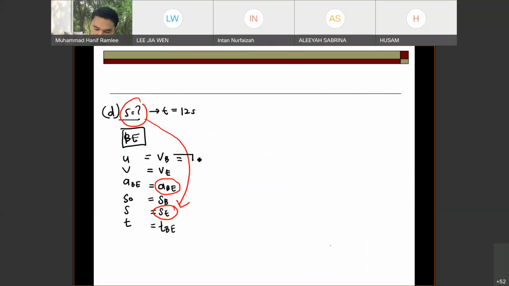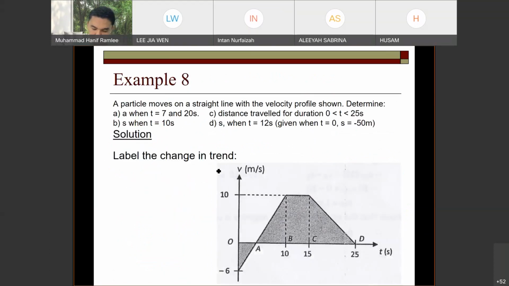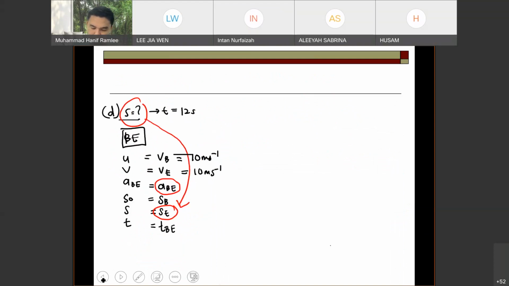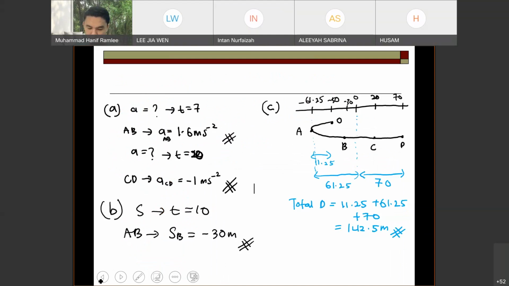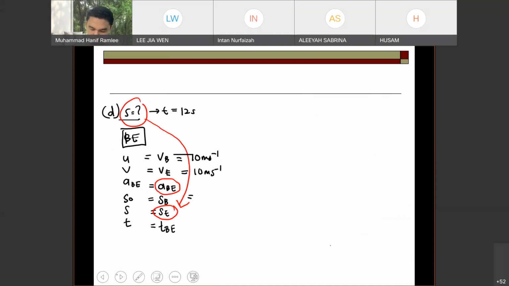Okay, 10. VE is also 10. ABE is unknown. SB is getting from the previous one, which is negative 30. Okay, negative 30 meter. SE is the unknown that you have to calculate, and TBE is 2, from 10 to 12.